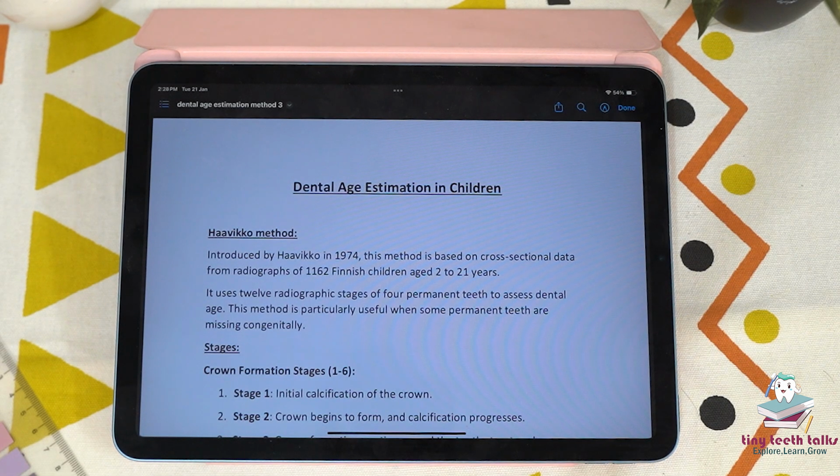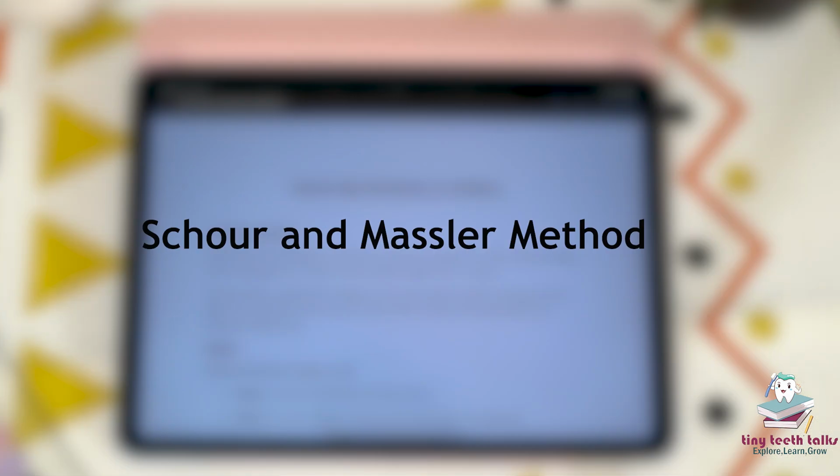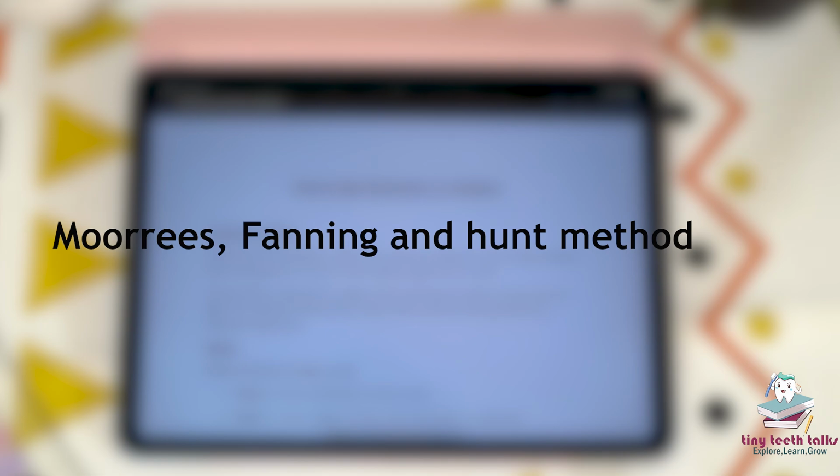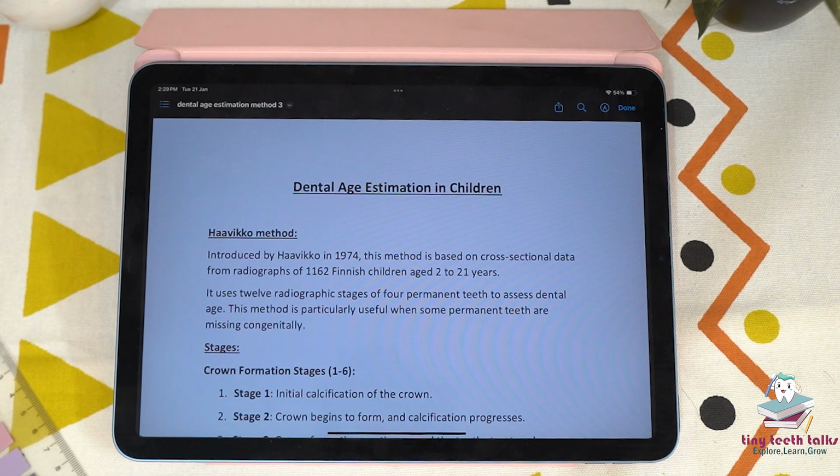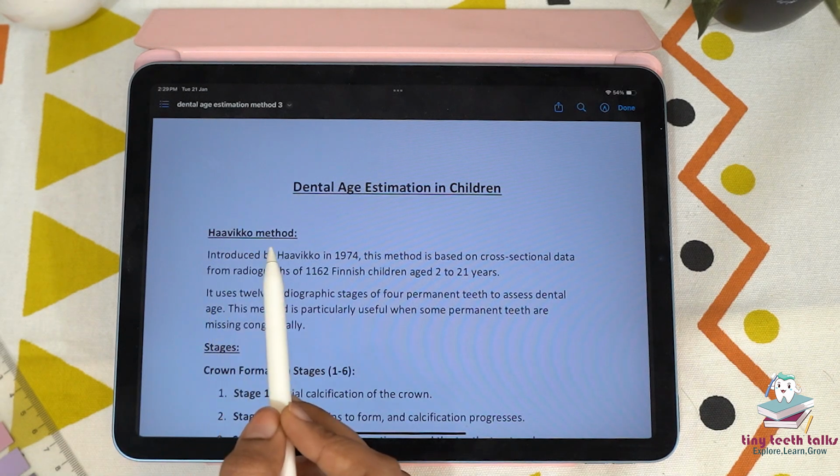In the last video we discussed dental age estimation methods based on age in children and adolescents, including Schour and Massler's method, Nolla's method, Moorrees, Fanning and Hunt method, and Cameriere's method. Today we will discuss the remaining methods. The first is Haavikko's method.